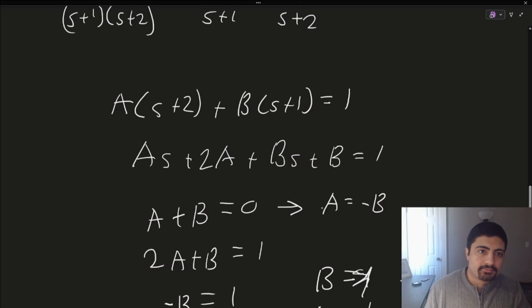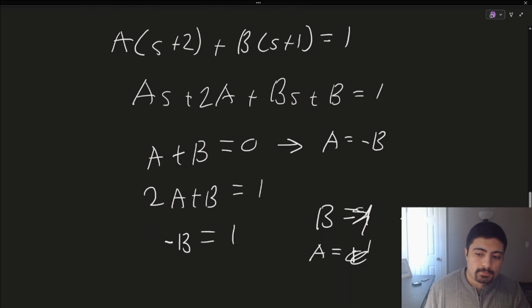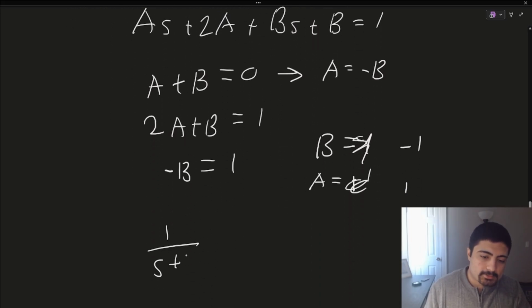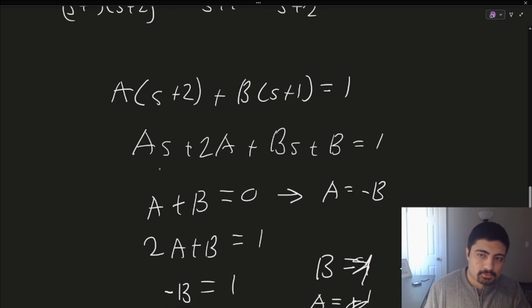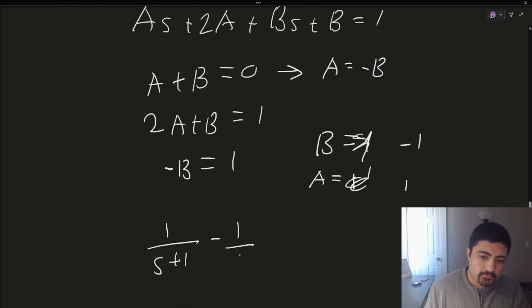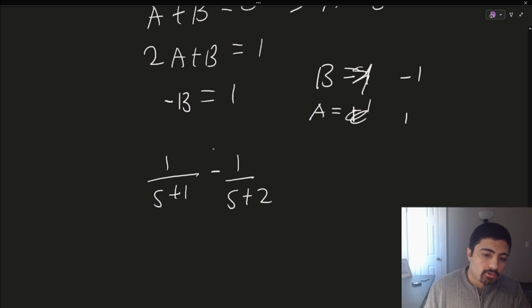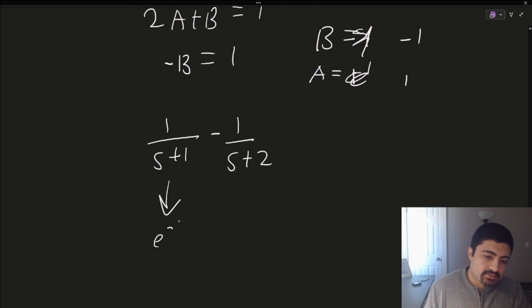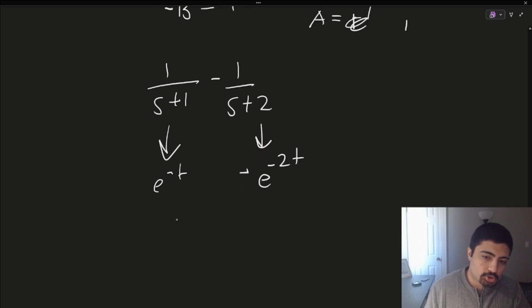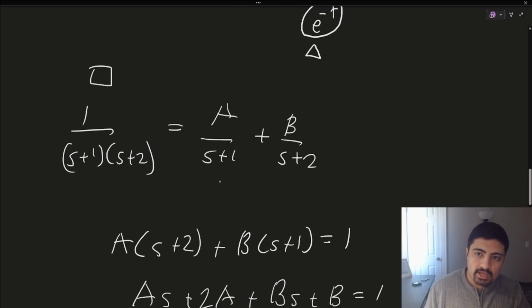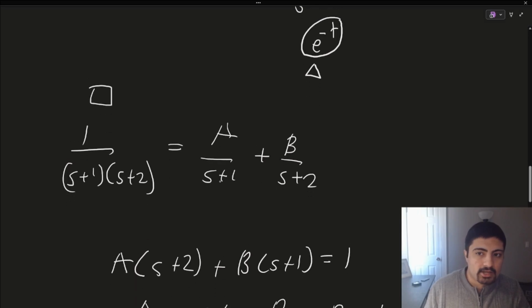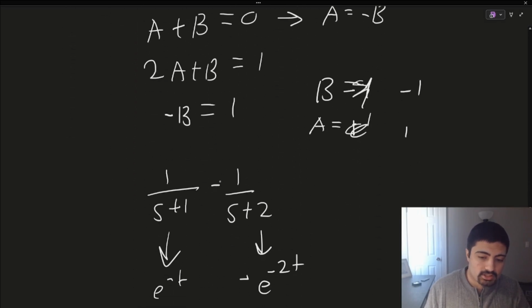So now we found the partial fraction. It's going to be 1 over s plus 1 and minus 1 over s plus 2. Well, this is going to be e to the minus t, and this is going to be negative because of the symbol, e to the minus t. Okay, so we were able to find the triangle as well, I'm sorry, we found the rectangle, and we had triangle equals e to the minus t.